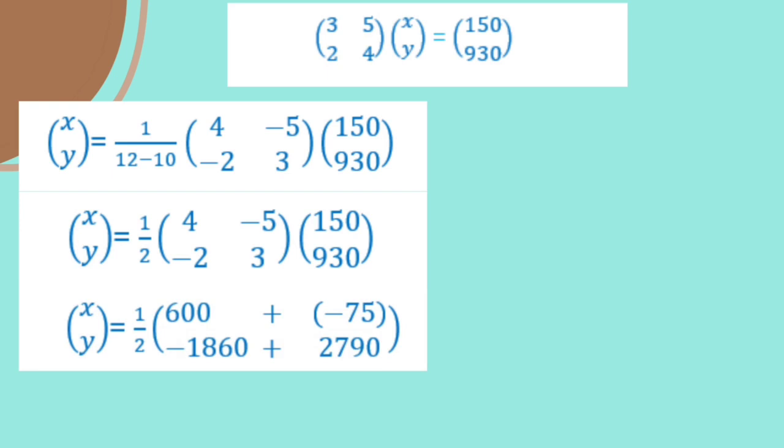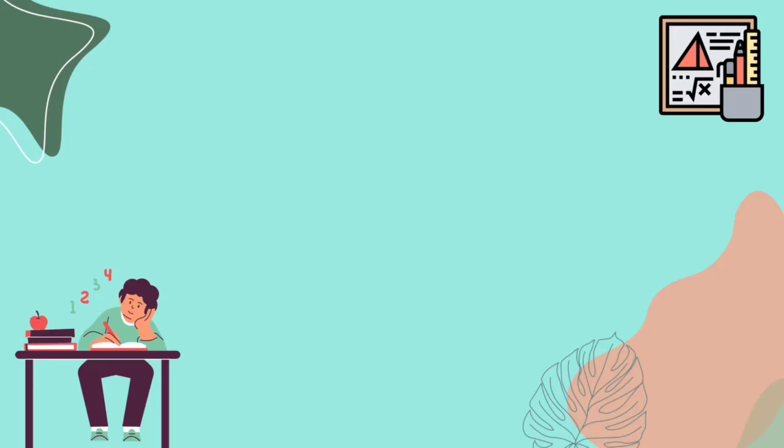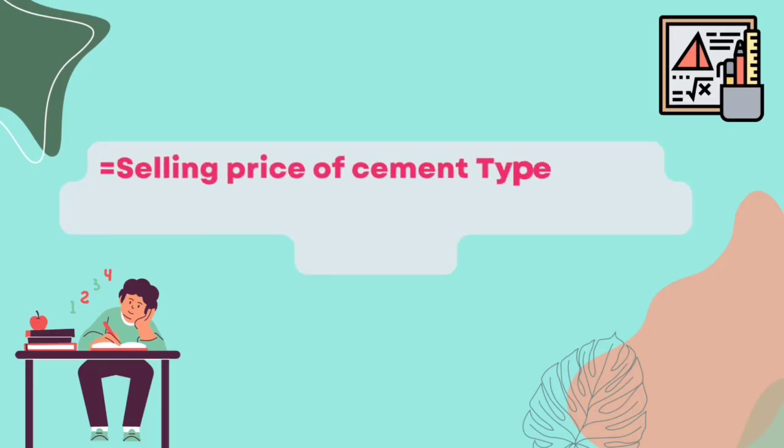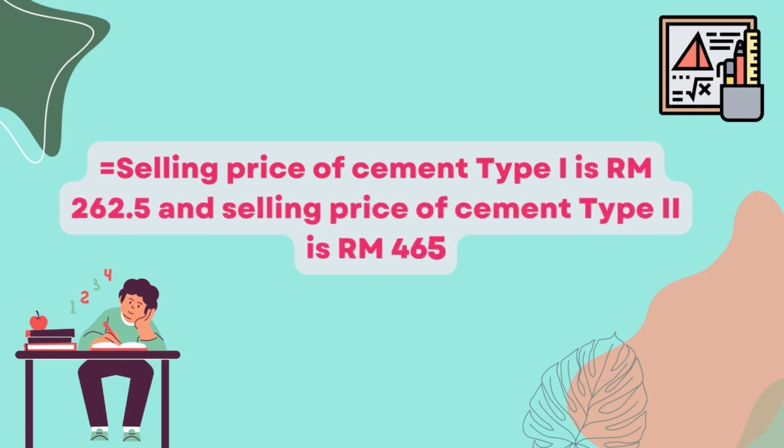So we multiply it and then it becomes [600 plus negative 75; negative 300 plus 2790]. After we sum up the numbers in the bracket, we got 525 and 930. After that, we multiply 1 over 2 with the numbers, and we got the answer. X is 262.5 and Y is 465. So the selling price of cement type 1 is RM262.5 and the selling price of cement type 2 is RM465.